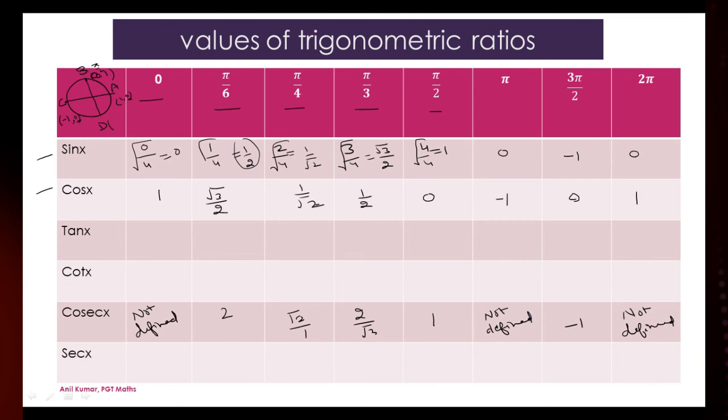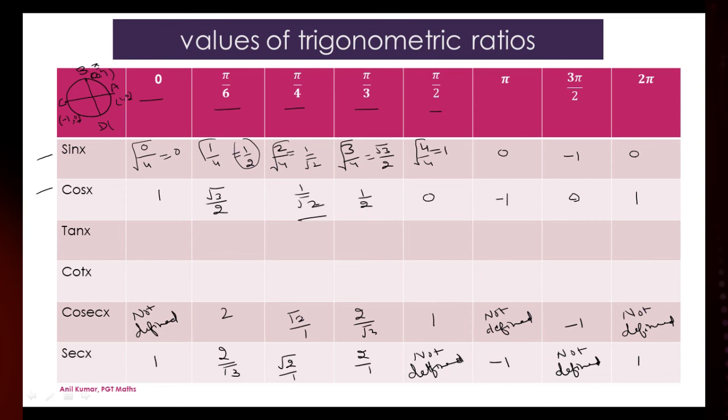Similarly, secant x, if we see, will be the reciprocal of cos x. So 1, 2 by root 3, it will become root 2 by 1, it will be 2 by 1, and it will be not defined because cos is 0 here. So sec will be not defined when cos is 0. Reciprocal of -1 is -1, the reciprocal of 0 is not defined, and it is 1.